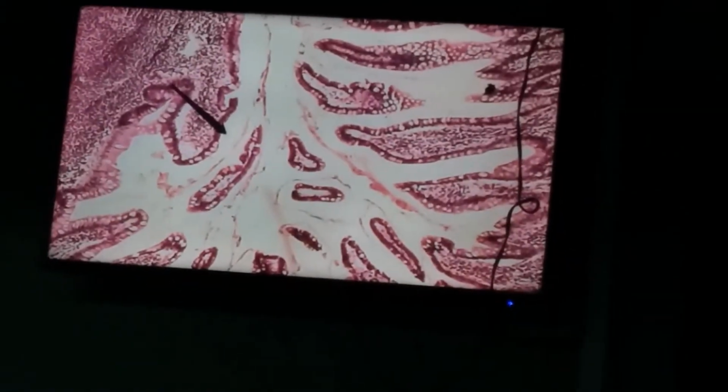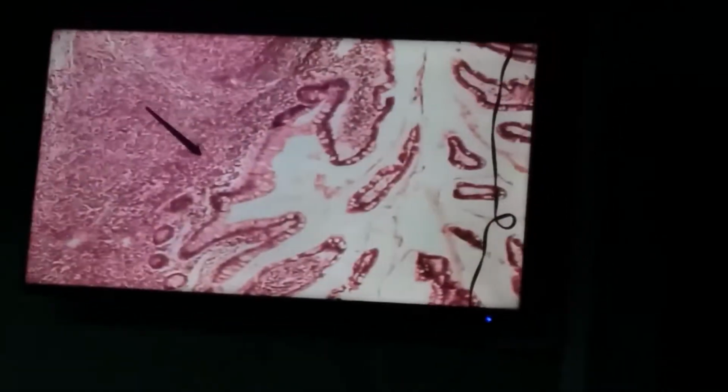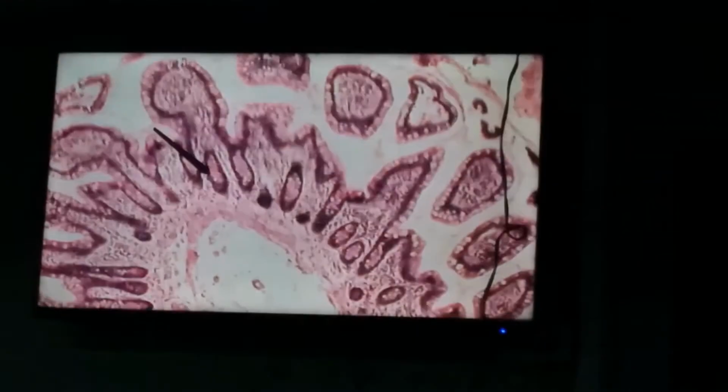Now, what concerns us in this type of organ is the muscle. Let's look for the muscle.